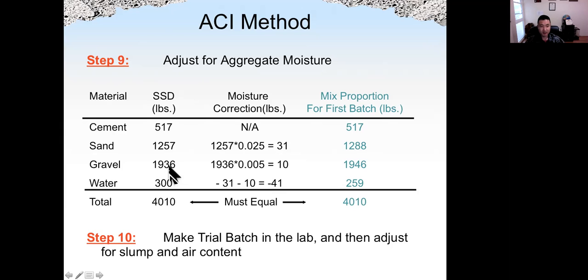Gravel we need 1936 plus the 10 pounds of moisture on the surface of the gravel, equal to 1946 of gravel. Okay, so we added the material weight on the left side, 4010, which must equal the new material weight on the right side, 4010. If these two do not equal, something is wrong with the moisture adjustment.